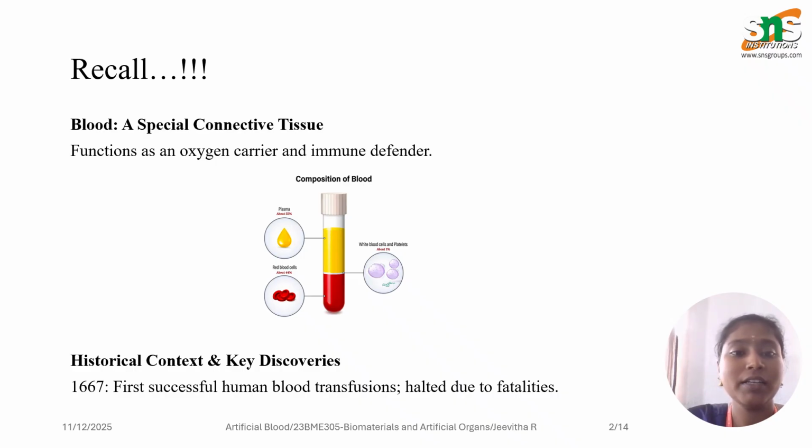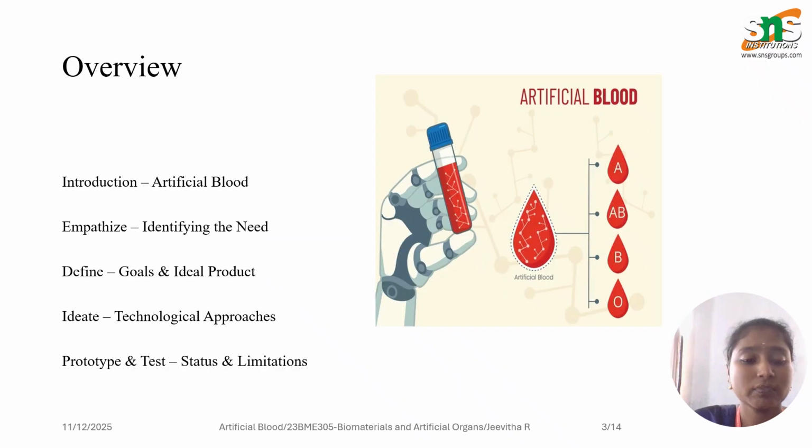Historically, blood transfusion started way back in 1667, but many early experiments failed because of fatal reactions. Today, blood transfusion is a routine medical process, but it still faces several problems such as limited availability and infection risks. So scientists started thinking, can we make an artificial form of blood that can safely carry oxygen? That's what we'll explore today.